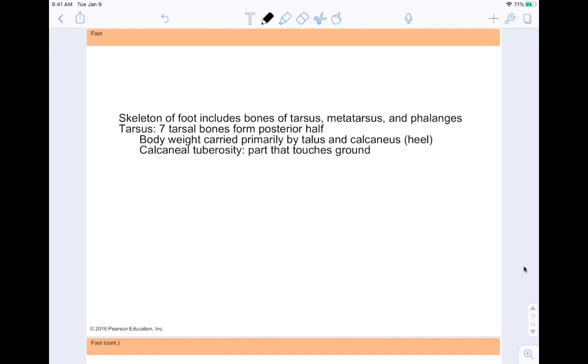Okay, the body weight is carried primarily by the talus and the calcaneus, the calcaneus or the heel. So we have the talus and the calcaneus that we're going to talk about in a second. That's going to be the weight-bearing portion. And the calcaneus, calcaneal tuberosity is the part that touches the ground. So when your foot actually meets the ground, that's the part that meets the ground. If these are your toes and this is your ankle going up to your leg. I'm so great at drawing.